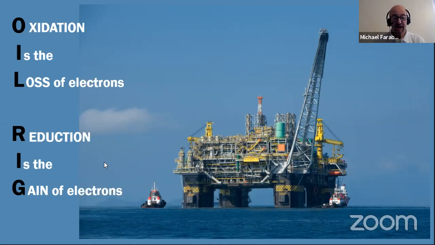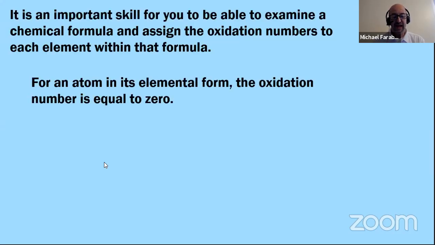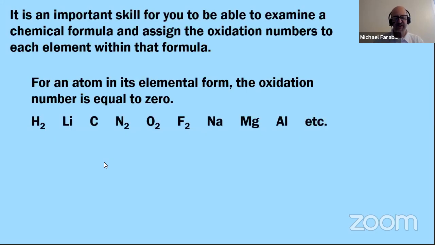Now, I'm talking about oxidation numbers. It is an important skill for you to be able to examine a chemical formula and assign the oxidation numbers to each element within that formula. So let's talk about some rules for assigning oxidation numbers. If you have an atom in its elemental form, the oxidation number is always 0. So hydrogen, lithium, carbon, nitrogen, oxygen, fluorine, sodium, magnesium, aluminum, etc. These are all 0 in their natural state.